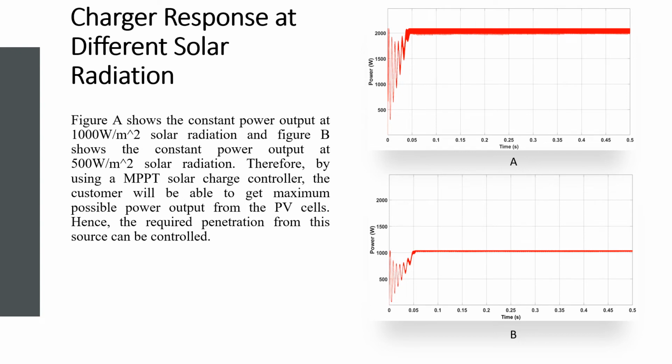As you can see in the first figure, figure A, when the solar irradiation is 1000 watt per meter square, it maintains 2000 watt power output constantly. And when the solar radiation reduces, the output power reduces as well. There is a small deviation at the beginning, but after that it constantly maintains 1000 output power. So we can use this MPPT charge controller, and if there is any variation of the voltage, temperature or solar irradiation, the PV cell will maintain constant power output at every second.